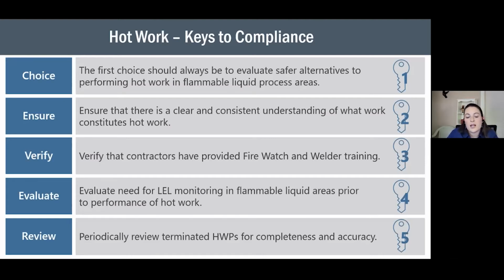Finally, periodically review terminated hot work permits for completeness and accuracy. If they're not being completed correctly, they're not entirely filled out, or they seem to be filled out incorrectly, it sounds like it's time for some retraining on your hot work procedures.